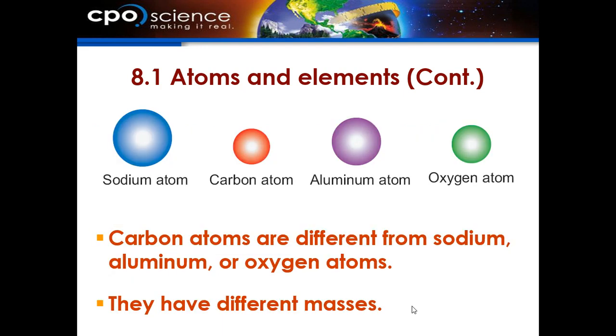Atoms are all different. Different elements have different atoms. Carbon atoms are going to be different than sodium or aluminum and oxygen. They're going to have different sizes, different masses, different properties. Okay, so atoms of different elements are different. Not all atoms are the same. Gold atoms are not the same as silver atoms.